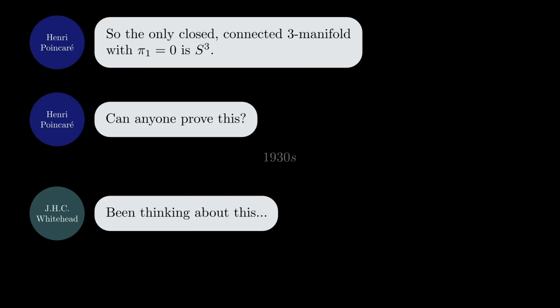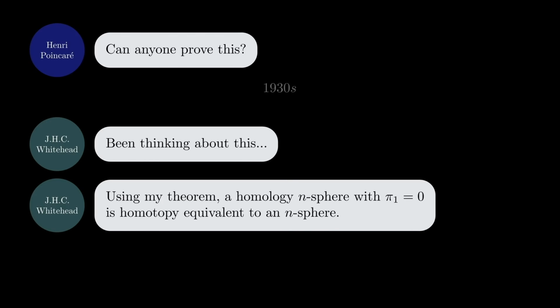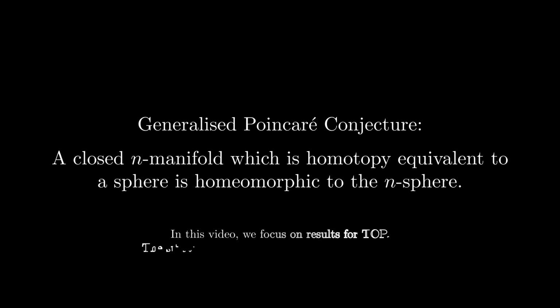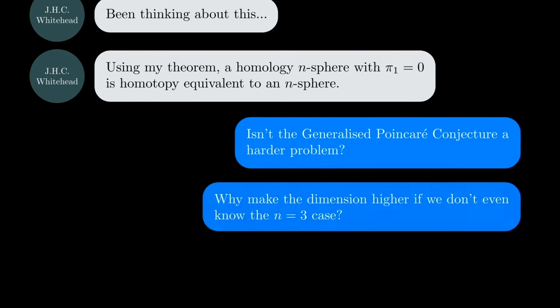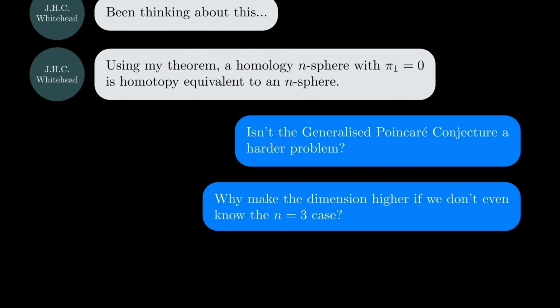Early efforts by Whitehead in the 1930s allowed him to show that a homology n-sphere with trivial fundamental group must be homotopy equivalent to the n-sphere, but this doesn't imply homeomorphism. The generalized Poincaré conjecture asks if a closed n-manifold, which is homotopy equivalent to the n-sphere, is homeomorphic to the n-sphere. When I first read about this, it seemed to me that the generalized conjecture should be a lot harder. If we can't even solve the n equals 3 case, why try larger dimensions? But it turns out that having more dimensions to work with is actually really useful.